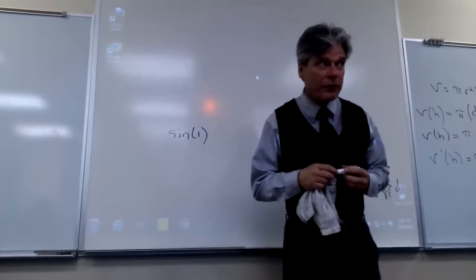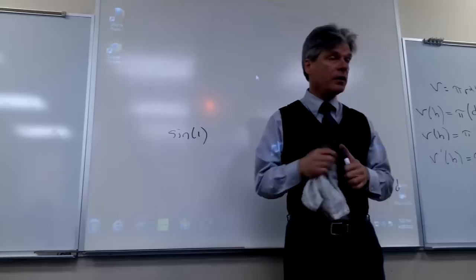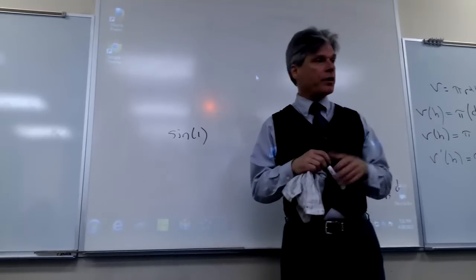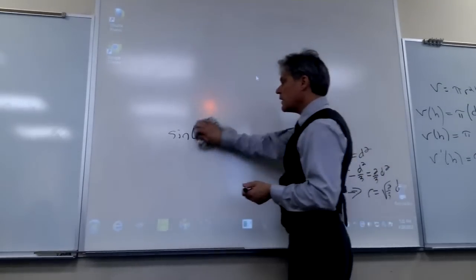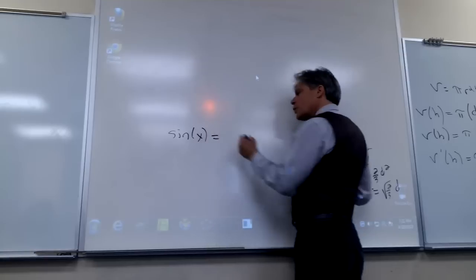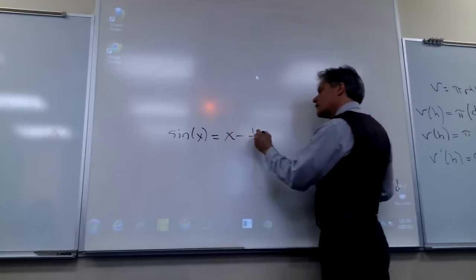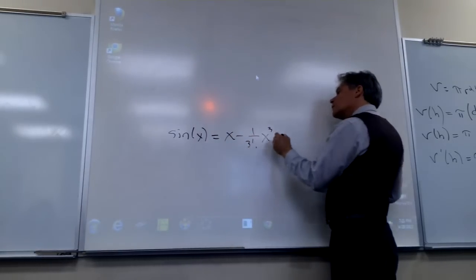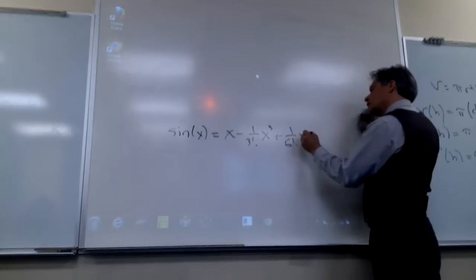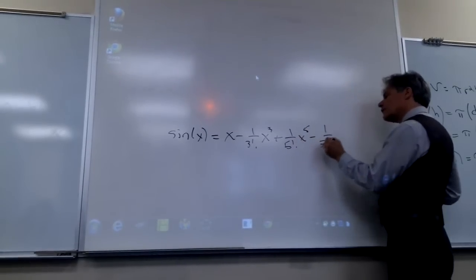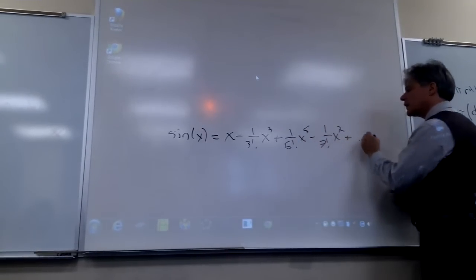A calculator is not a very bright machine. It only does addition and multiplication. It doesn't really know what the sine of 1 is. So what your calculator does is it thinks of the sine of any angle x as nothing more than x minus 1 over 3 factorial x cubed plus 1 over 5 factorial x to the 5th minus 1 over 7 factorial x to the 7th plus et cetera, et cetera, et cetera.